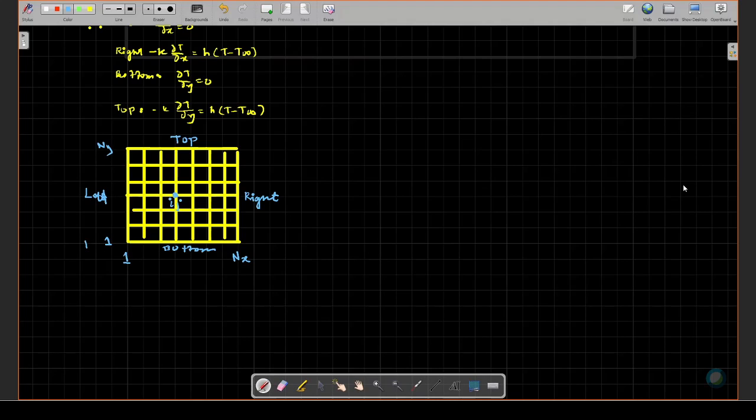Okay, so bottom boundary is i equals 1 to nx, the bottom; j equals 1 to ny is the left, and subsequently right and top accordingly.